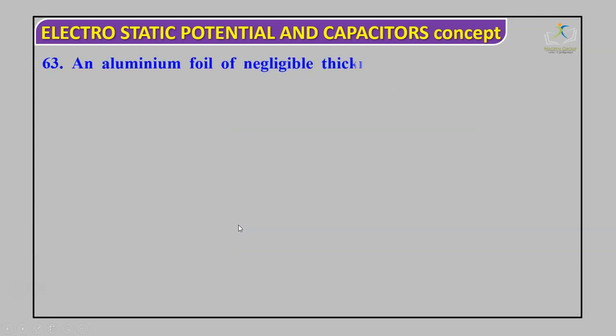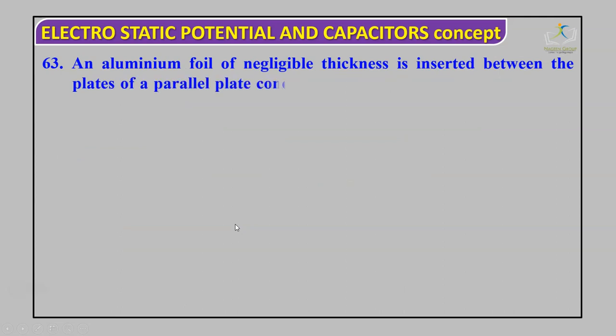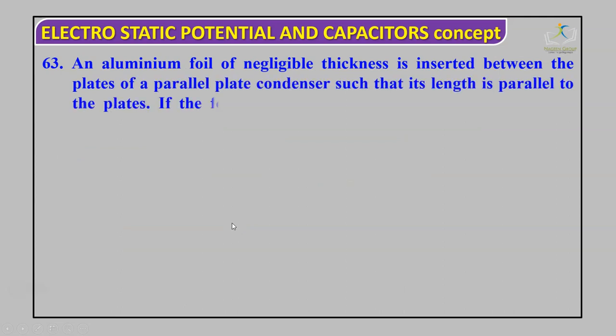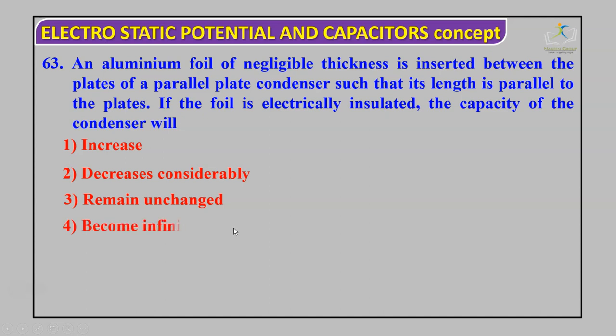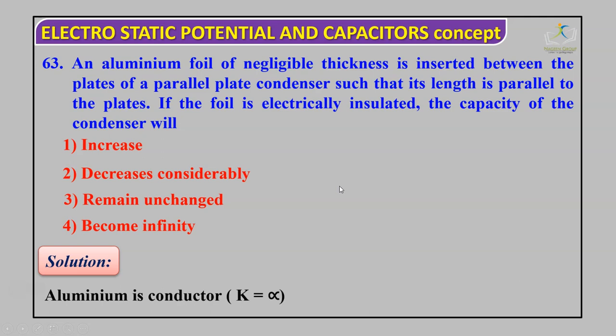Next question: an aluminum foil of negligible thickness is inserted between the plates of a parallel plate capacitor or condenser such that its length is parallel to the plates. If the foil is electrically insulated, the capacity of the condenser will: increase, decrease, remain unchanged, or become something else. Let us see the solution. Aluminium is a conductor where K is equal to infinite. So we can say that it decreases considerably.